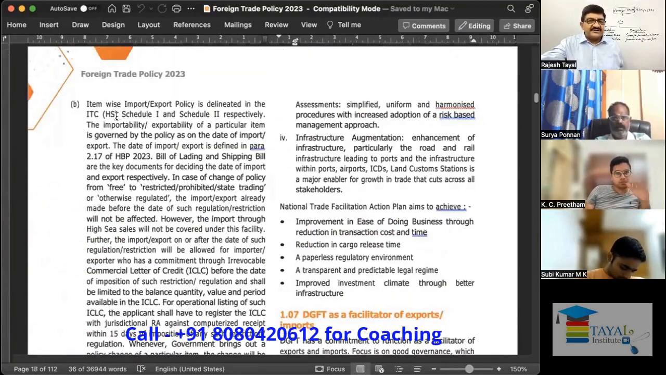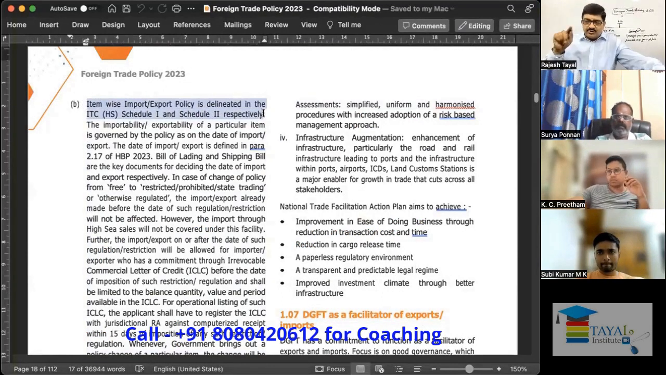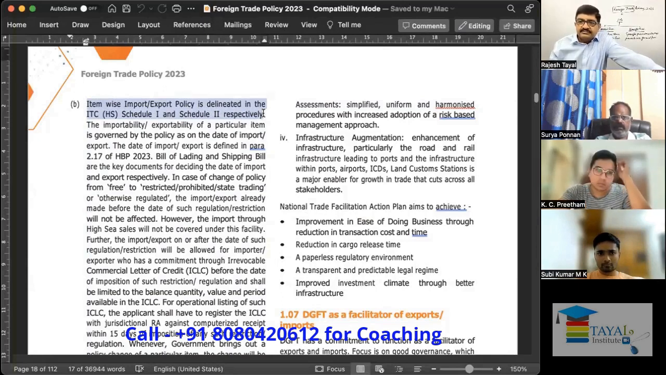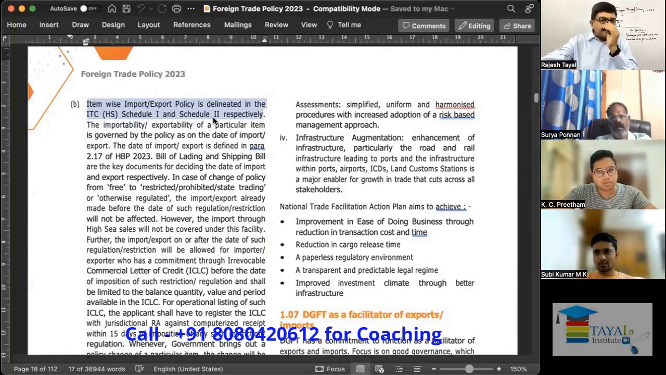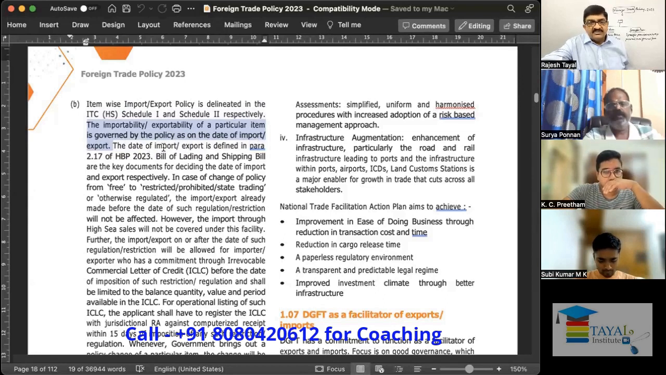Then this is about the classification system. Itemized import export policy is delineated in the ITC Schedule 1 and Schedule 2 respectively. Do you have access to Schedule 1 and Schedule 2? This is available on the government website. For every item, there is a policy. For every item, import policy, export policy. Anyway, just say the importability, exportability of a particular item is governed by the policy as on the date of import and export. Underline this one. The importability or exportability is as on the date of import or export.